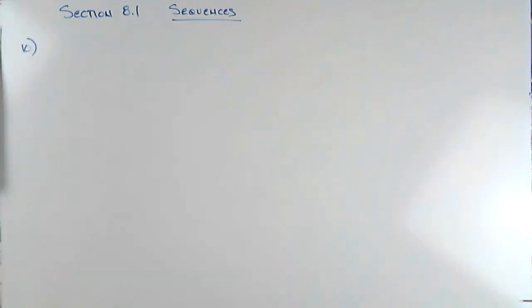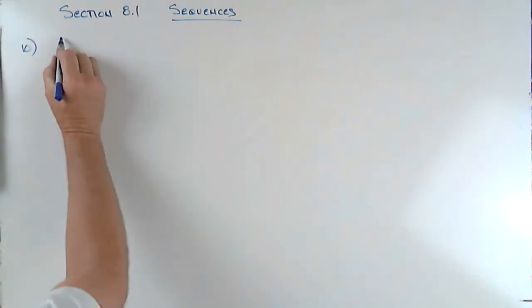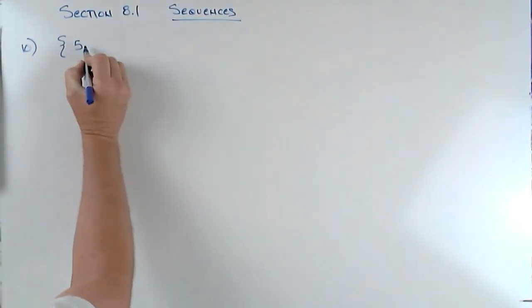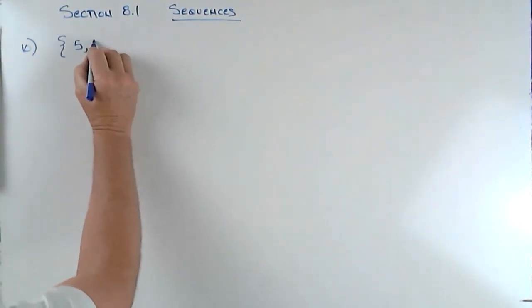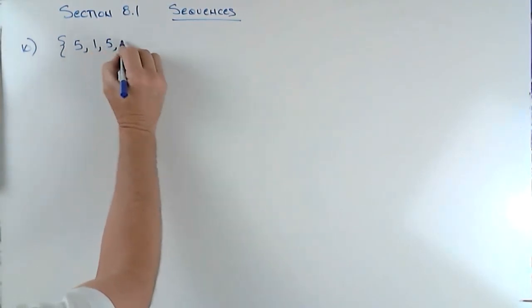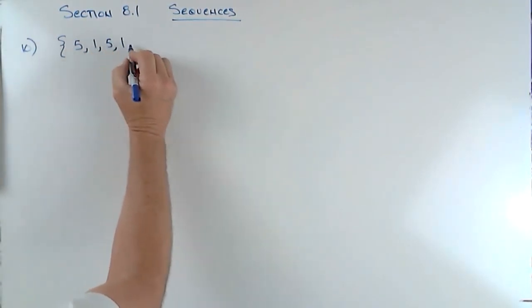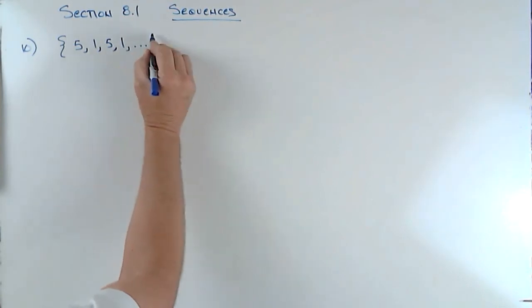It's even, and so the answer is not in the back of the book, and it's the most challenging problem in that section of the homework. It says find a formula for the general term a sub n of the sequence, assuming the pattern given continues. So this is 5, 1, 5, 1, dot, dot, dot.